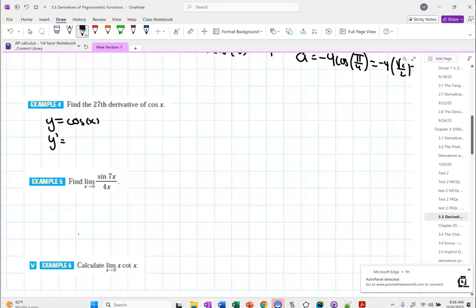So the first derivative is negative sine x. The second derivative is negative cosine x. The third derivative is sine x. The fourth derivative is cosine x. Stop. What did you notice?